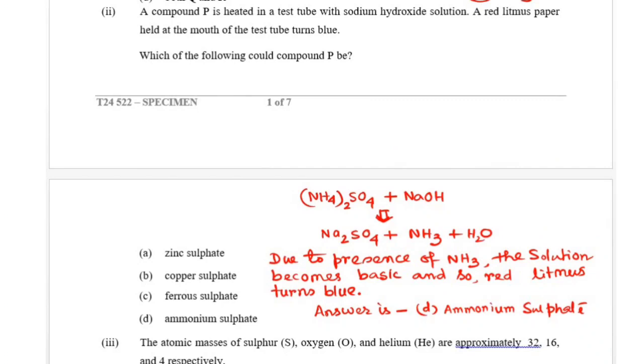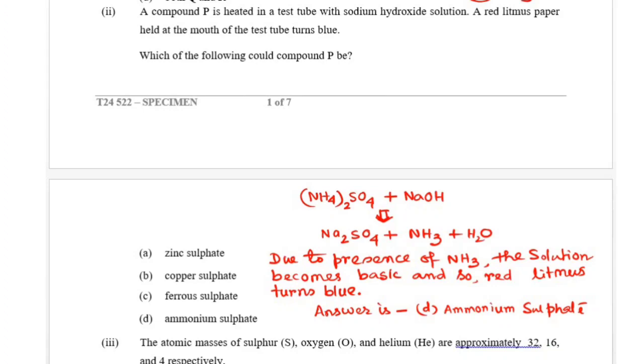In question number 2, a compound P is heated in a test tube with sodium hydroxide solution. A red litmus paper held at the mouth of the test tube turns blue. Among these 4 compounds, ammonium sulfate reacts with NaOH to form Na2SO4, NH3 and H2O. Here, due to the presence of ammonia, the solution becomes basic, and so red litmus turns blue. Therefore, the answer is option D, ammonium sulfate.